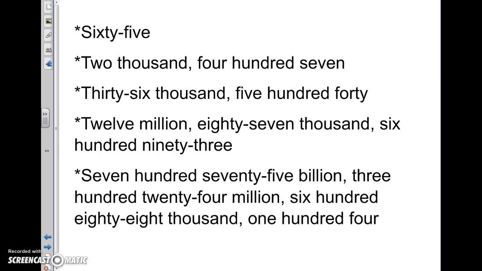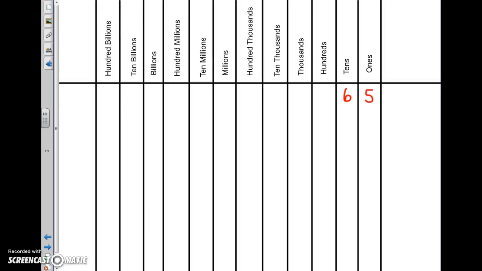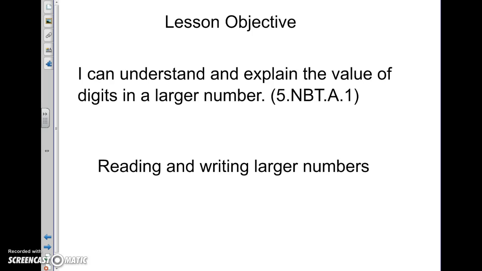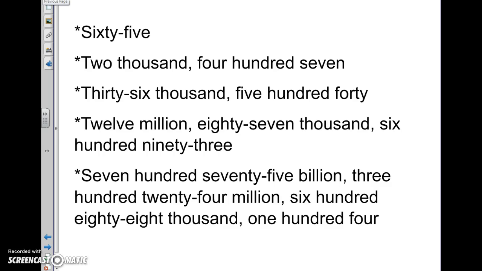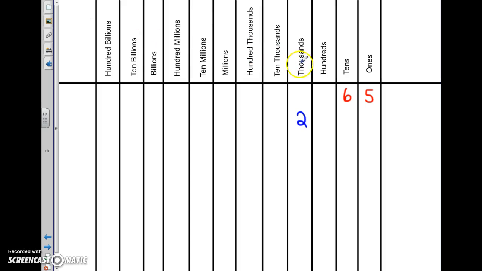Now we're going to get a little bit bigger. 2,407. 2,000 should tell us there's a 2 in the thousands place, right? So 2,407. 4 in the hundreds place, right? Should we put the 7 here, because it should go right after this number? No. It says 7, not 70, so that means it's just going to be 7 ones.